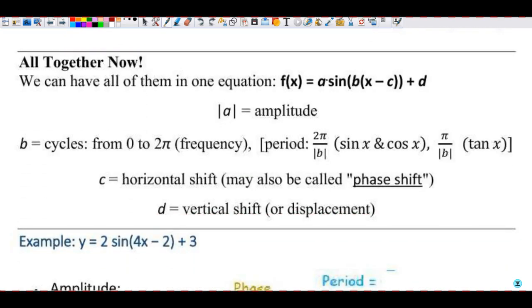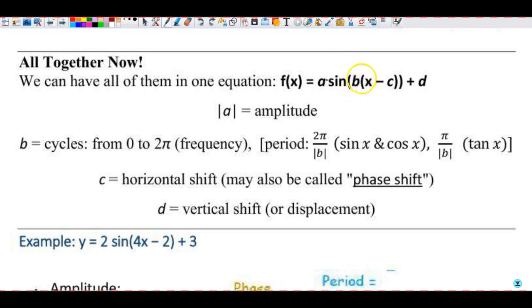We can have all of them in one equation, so we're going to just look at them again. We looked at these quickly at the beginning, but we hadn't talked about them yet. So the A that comes here in the front, this is the amplitude. Okay, the absolute value of the A is the amplitude. It's like your vertical stretch or compression. Then you have the trig part of it, which really could be sine, cosine, or tangent.